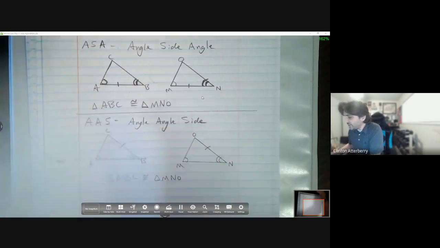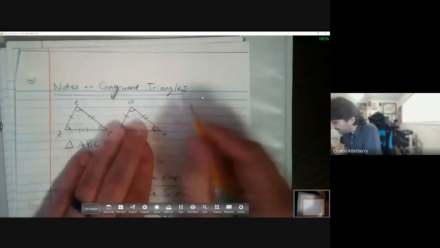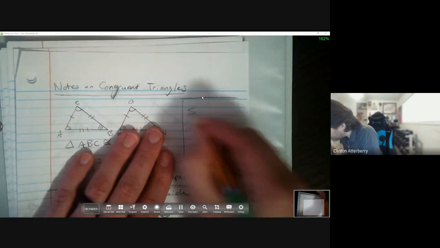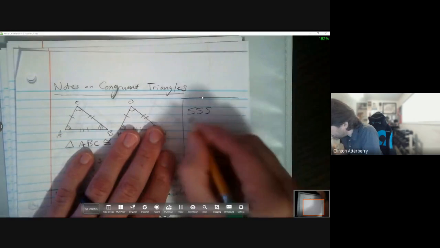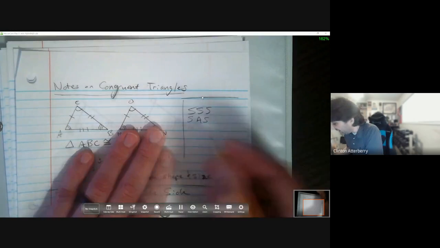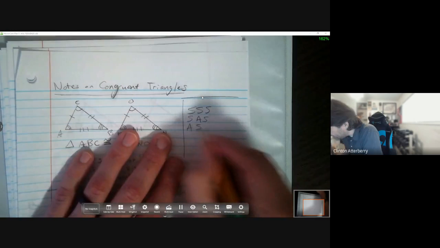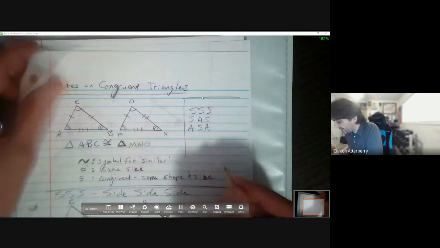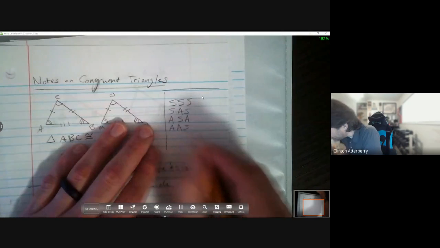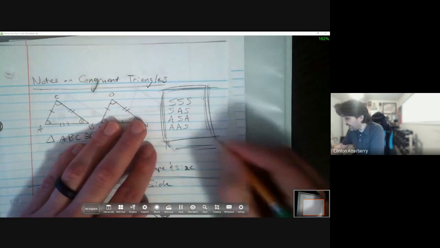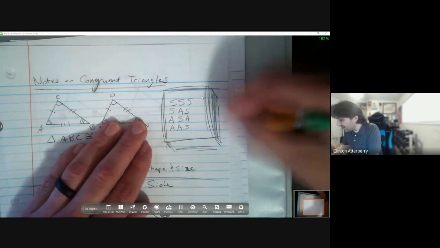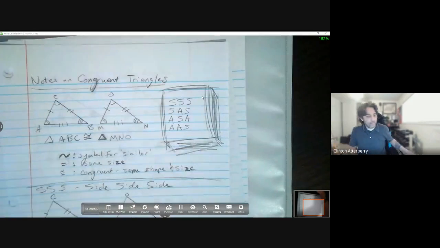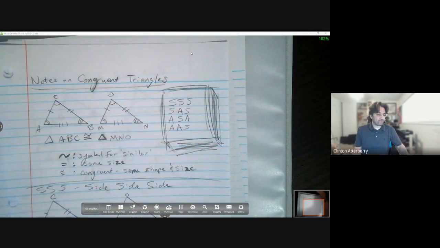So I'm going to make one quick note here: SSS, side, side, side; SAS, side, angle, side; ASA, angle, side, angle; and then AAS, angle, angle, side. It has to be one of these in order to be legit. Pretty cool. It's got to be one of those four.